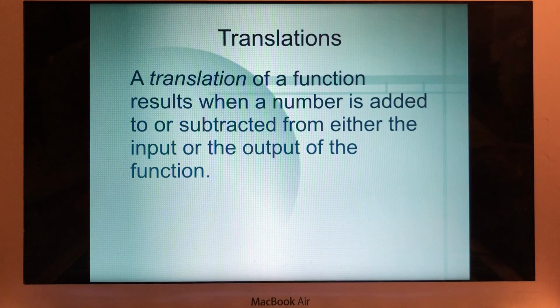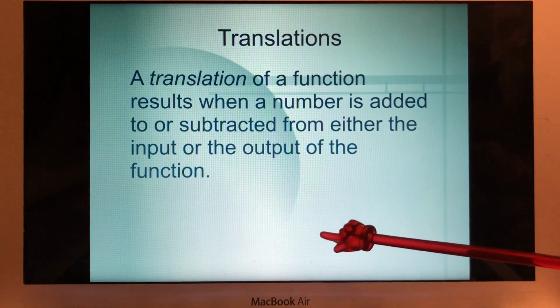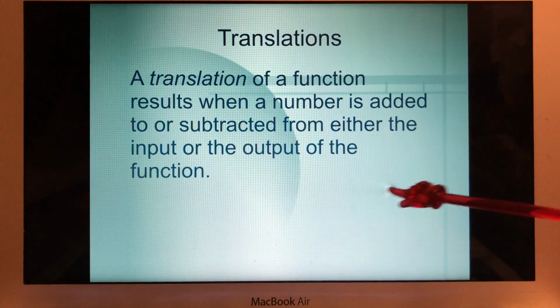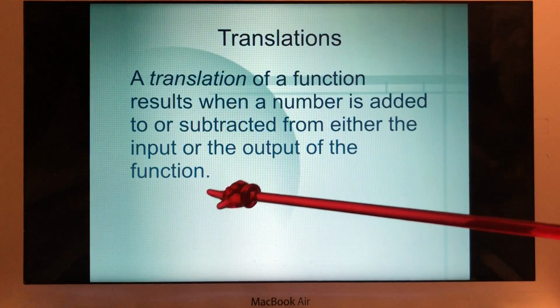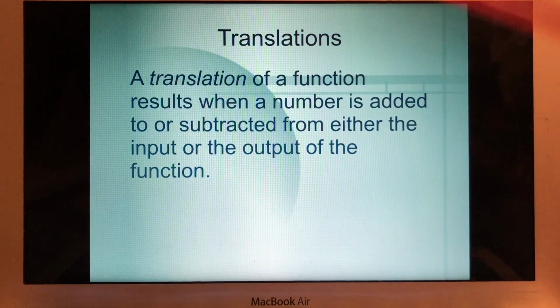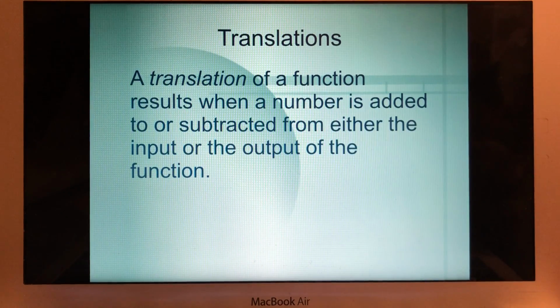A translation of a function results when a number is added to or subtracted from either the input or the output of the function. So just like we saw earlier, the translation of the function shifts our graph either up or down some units, or to the right or to the left some units. Okay, that's the translation. That's when you're adding or subtracting from the function.